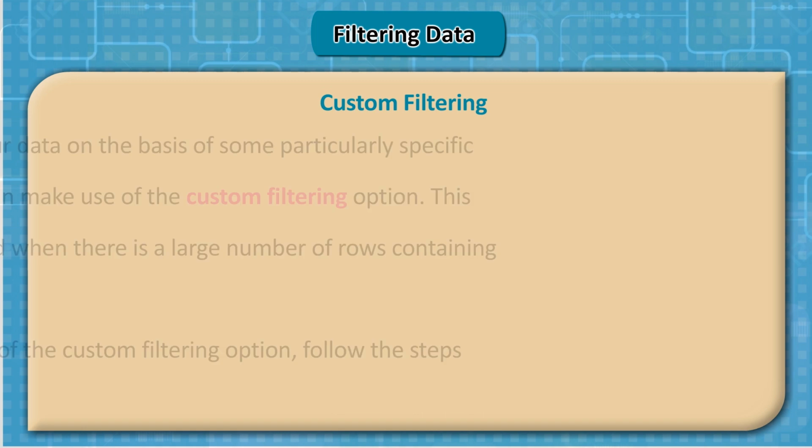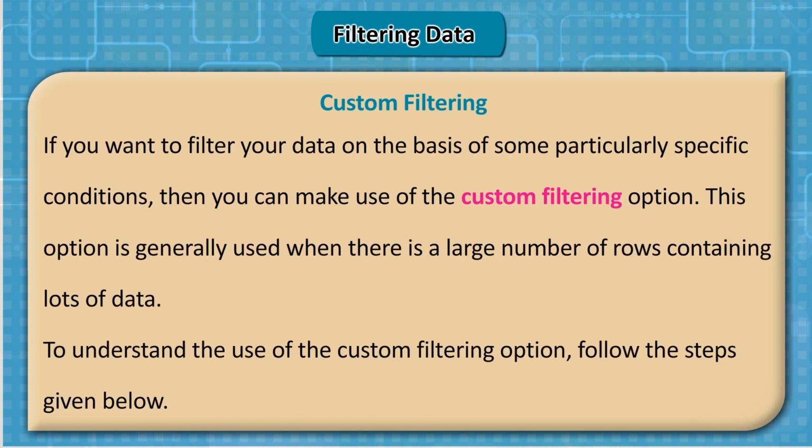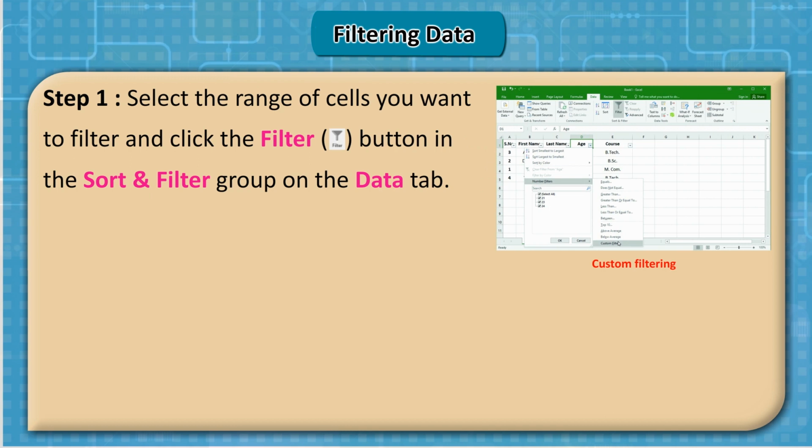Custom filtering. If you want to filter your data on the basis of some particularly specific conditions, then you can make use of the Custom filtering option. This option is generally used when there is a large number of rows containing lots of data. To understand the use of the Custom filtering option, follow the steps given below. Step 1. Select the range of cells you want to filter and click the Filter button in the Sort and Filter group on the Data tab.